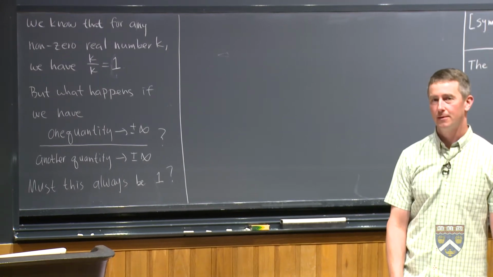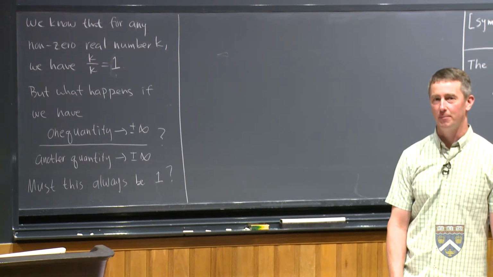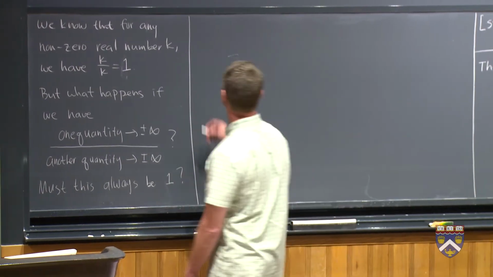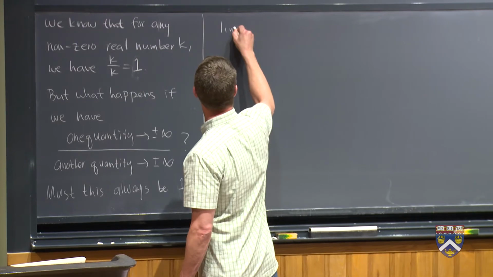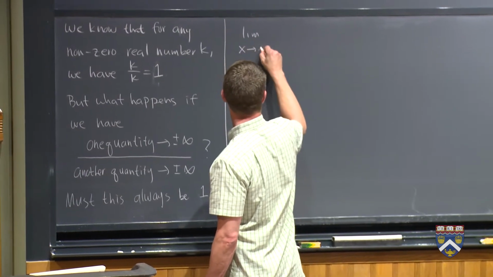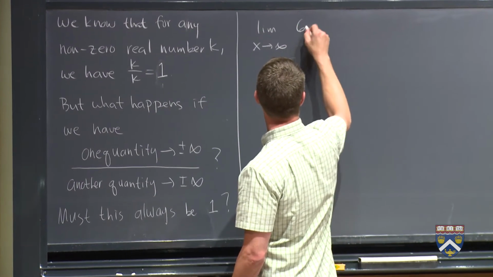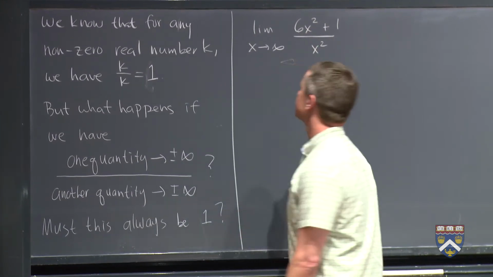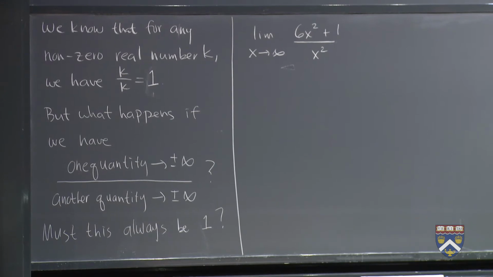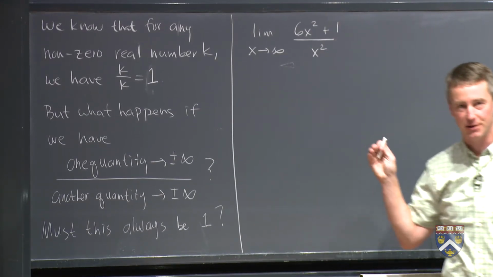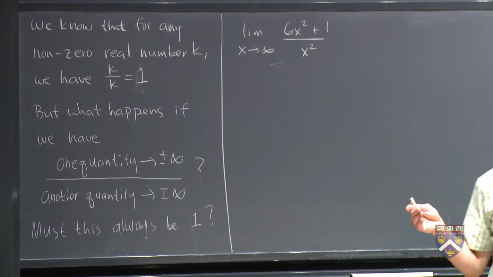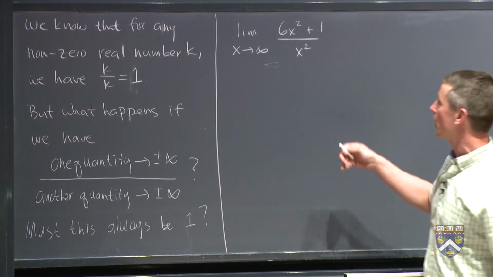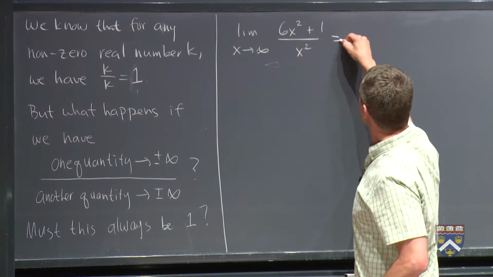Well, how about this? Give me your favorite number. I think I heard 6. So let's try this example. How about the limit as x goes to infinity of 6x squared plus 1 over x squared? I hope you would agree that both the top and the bottom of this fraction are going to infinity. So this is one of these examples of infinity over infinity, the so-called indeterminate form that we've just discussed.